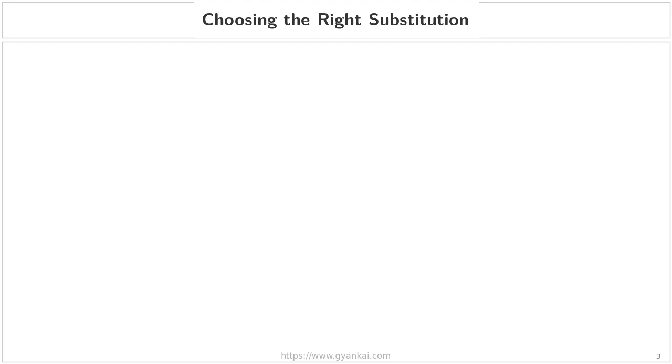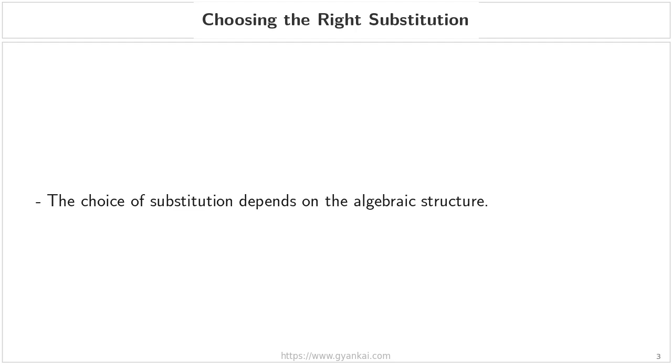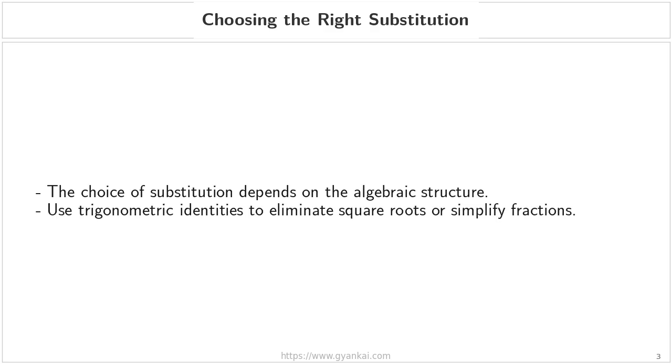Choosing the right substitution. Now that we have established the general concept of trigonometric substitution, the most critical step is knowing which substitution to apply. As you can see on this slide, the choice of substitution depends entirely on the algebraic structure of the expression you are trying to simplify. Our primary objective here is to use specific trigonometric identities to eliminate cumbersome square roots or to simplify complex fractions, which allows us to move toward the cancellation properties we discussed earlier.